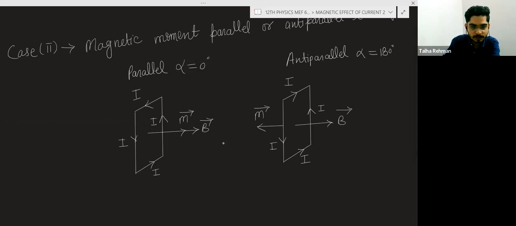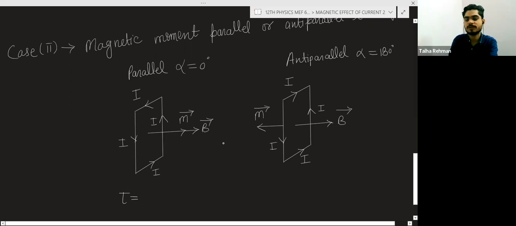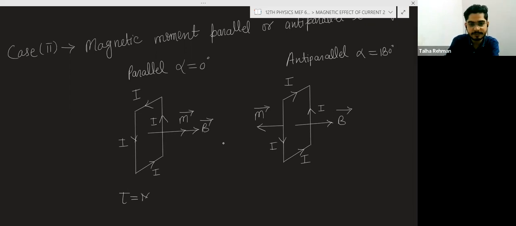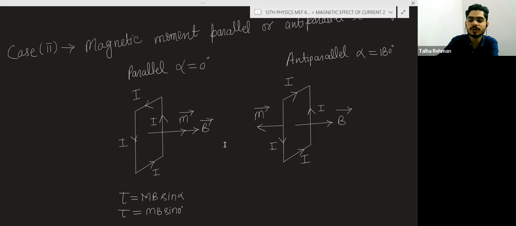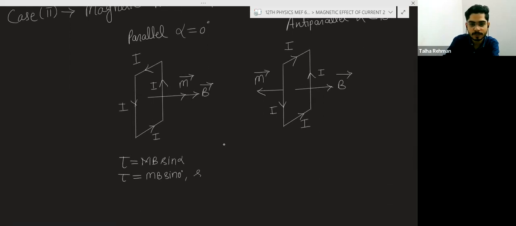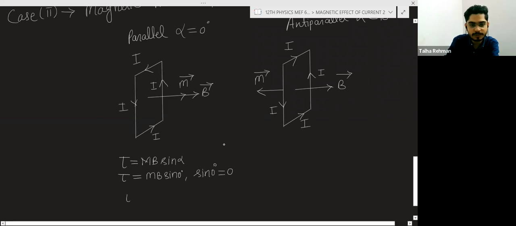For the torque, you will write the formula. Torque is given by MB sine of alpha. So your torque will be MB sine of 0, and sine 0 is 0. So in this case, your torque will be 0.